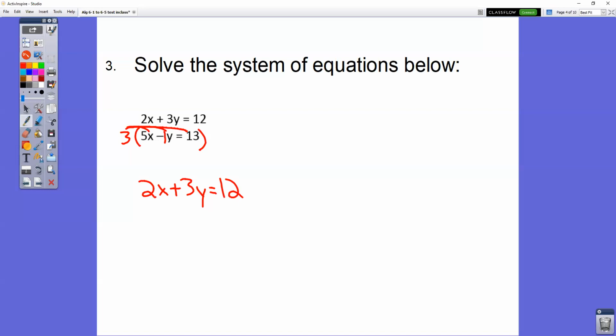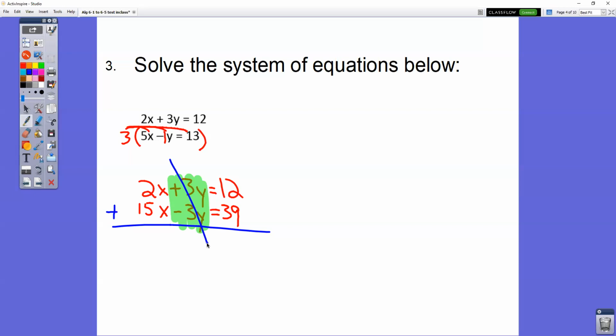So I just recopied that top equation. Now I'm going to distribute. 3 times 5x is 15x. 3 times negative 1y is negative 3y. 3 times 13 is 39. Now I can see that I have my opposites. I have a 3y and a negative 3y. So all I need to do now is add going down, and these 3y's will cancel out.